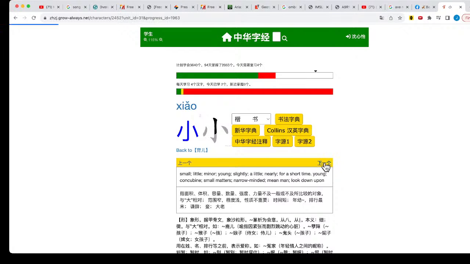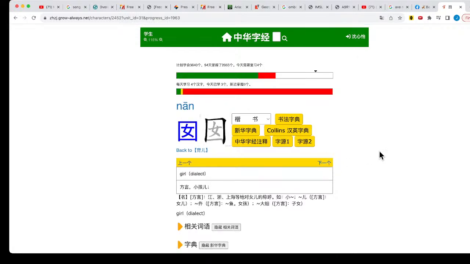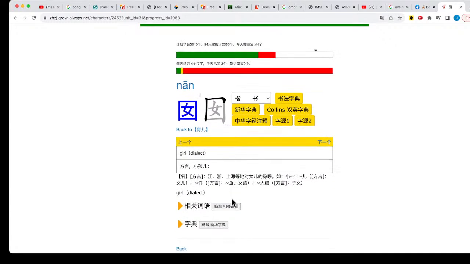So next one. 南 nan is a dialect, okay? It's the area near the city Shanghai, okay? In that region, the people call a girl nan, nu, nan, any pronunciation close to that, okay? So this is a dialect.